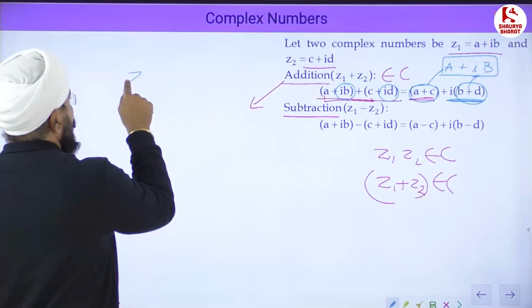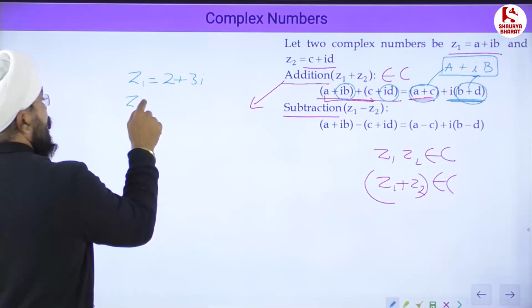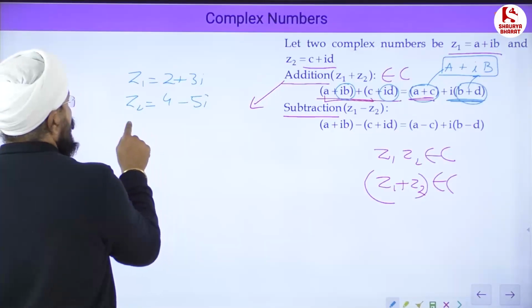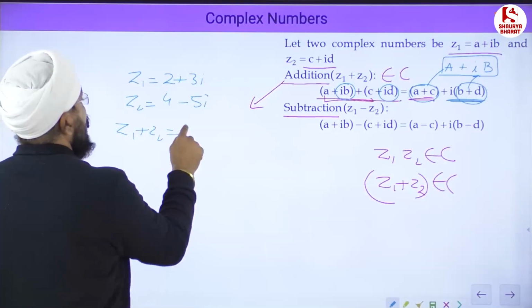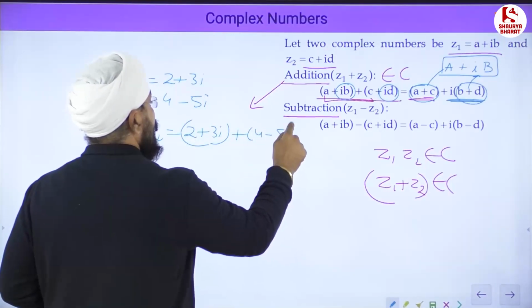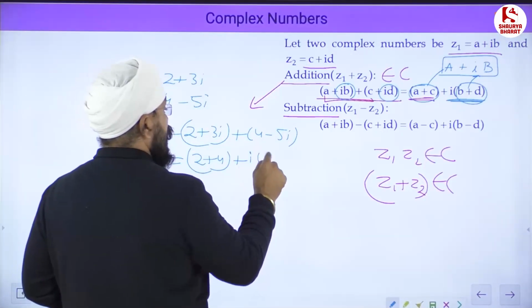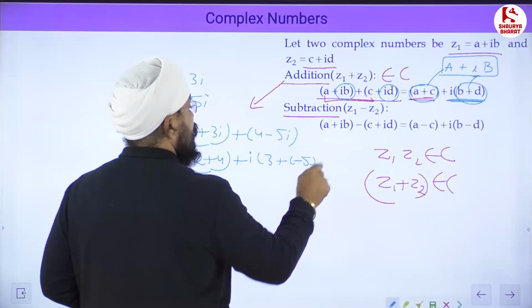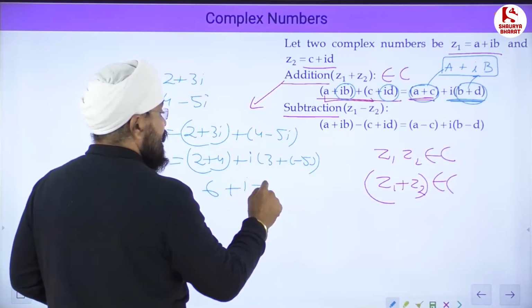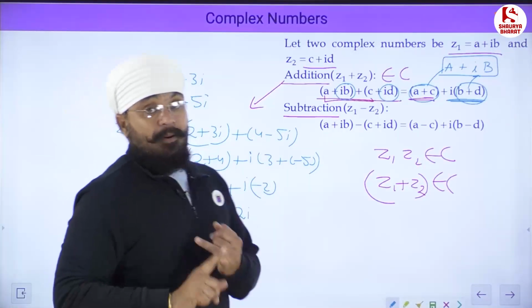Say for example, there is a complex number z1, say 2 plus 3 iota, and another complex number I am taking 4 minus 5 iota. Clear? So when we add them, z1 plus z2, it is very simple: 2 plus 3 iota plus 4 minus 5 iota. This is 2 plus 4, and iota common, 3 plus of minus 5. So the result that we are getting is 6, and this is minus 2. So the result is 6 minus 2 iota. So this is about the addition.